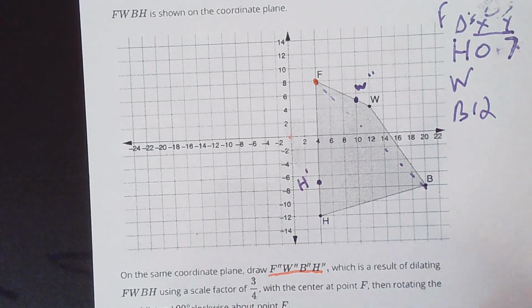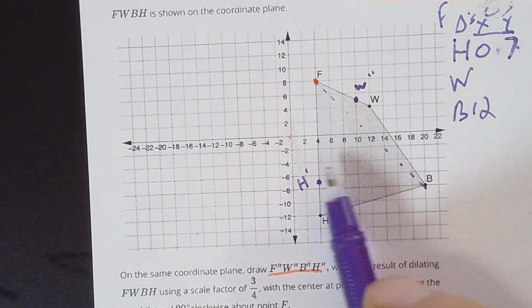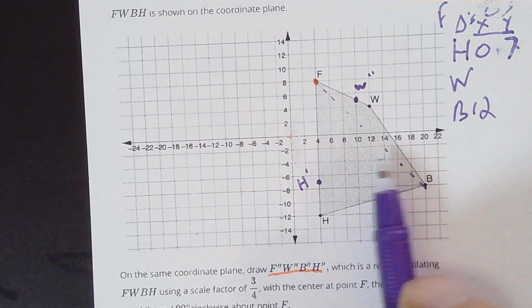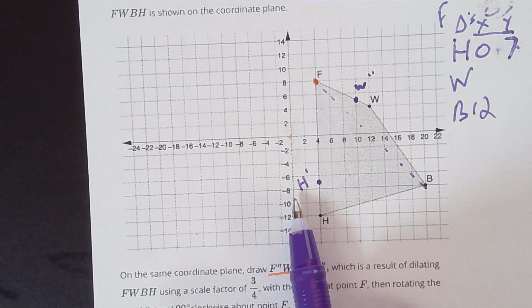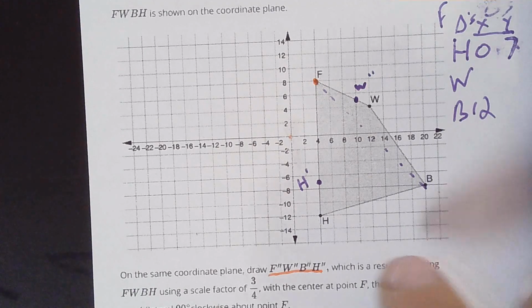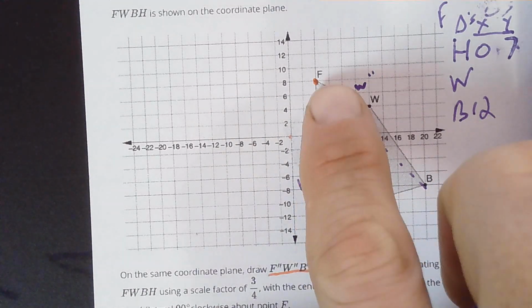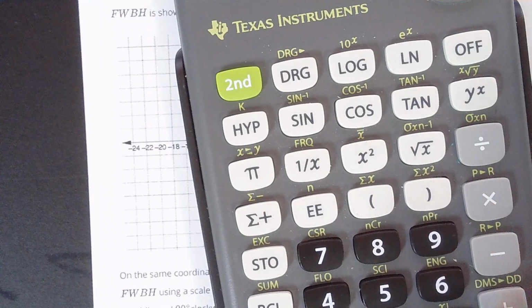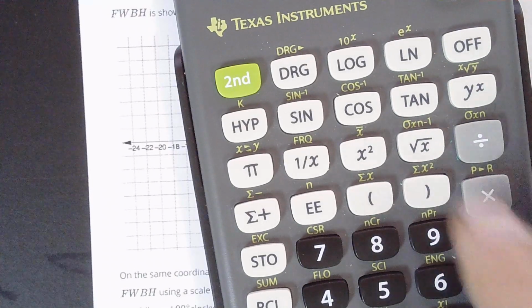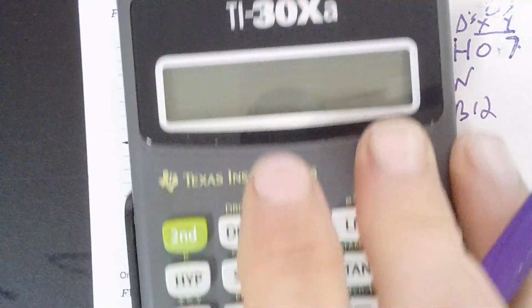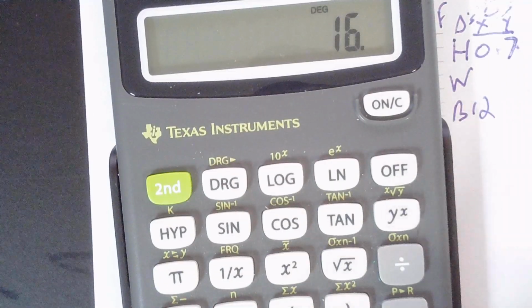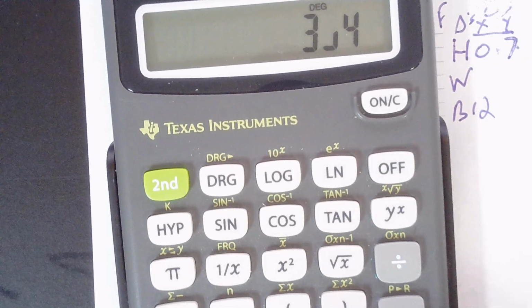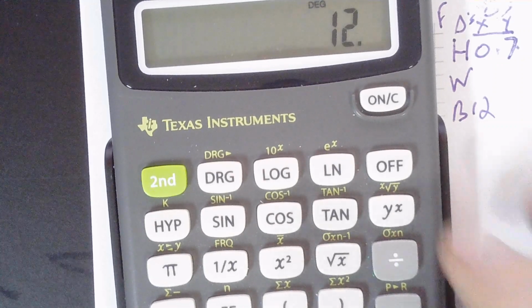My y value is going to be, so I started at -8, right? And I went to 8. So 8 minus -8 equals 16. That's 16 units, right? So 16 units times 3/4. Remember when you have the word "of", like 3/4 of something, it's multiplication. 3/4 of 16 is 12, right?